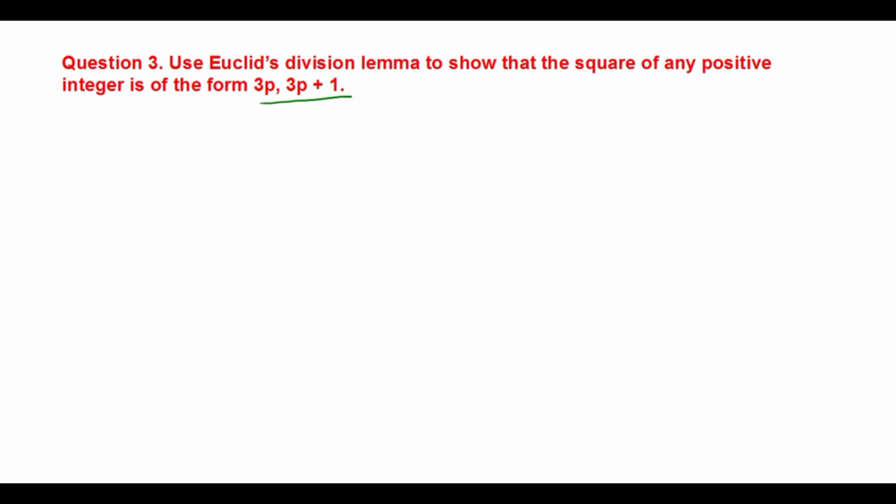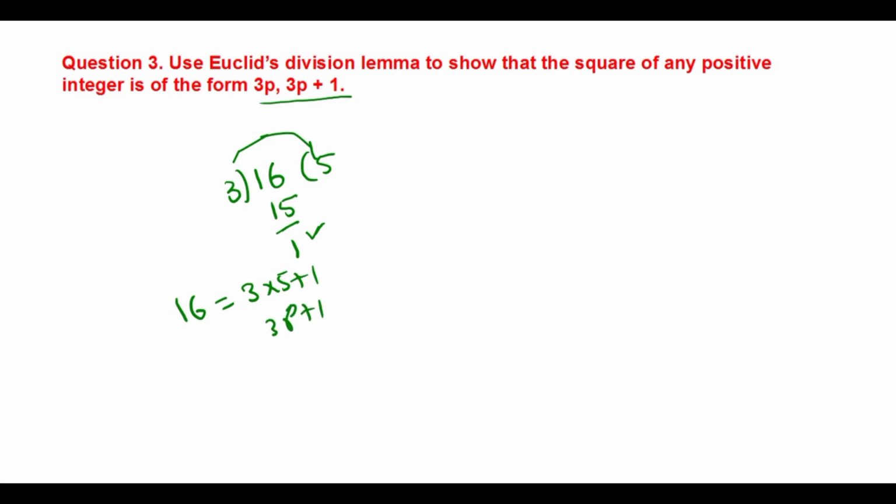First, suppose I take 4. The square is 16, right? If I divide 16 by 3, what will I get? 3 fives are 15, remainder 1. That means this 16 can be written as 3 into 5 plus 1, so it is the 3p plus 1 form. Okay, so next one, 5 squared is 25. If I divide 25 by 3, 8 times 3 is 24, plus 1 is the remainder there also, right? And the next integer, 6 squared is 36.